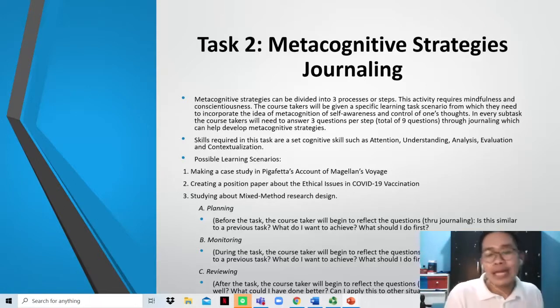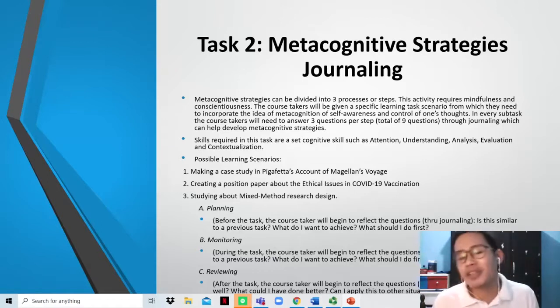Task B will be monitoring. During the task, the course taker will begin to reflect on the questions through online journaling. Is this similar to a previous task? What do I want to achieve? What should I do first?